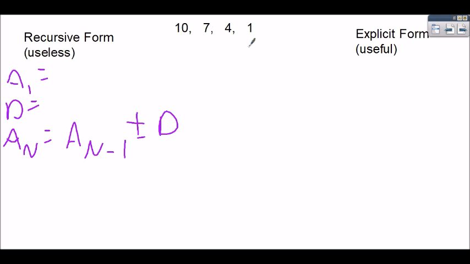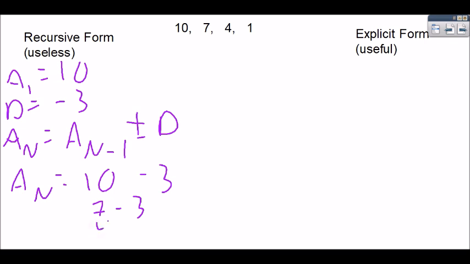So, for example, my first term was 10. My common difference is subtracting 3. So, to find any term, it would be what did I do last minus 3. So 10 minus 3 gets me to 7. And then from 7, I have to do minus 3, and then 4 minus 3, and so on and so forth. But that's not really useful because that's just me subtracting 3 on my own, and I have to do all of this equation to prove it. Explicit is useful because I can just plug in my term to find out the final answer.